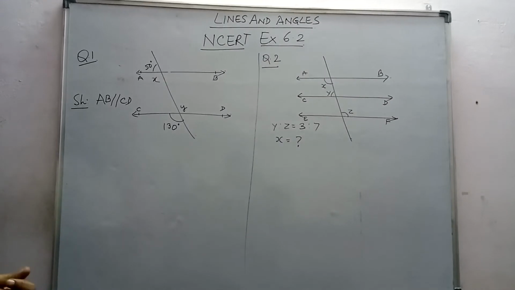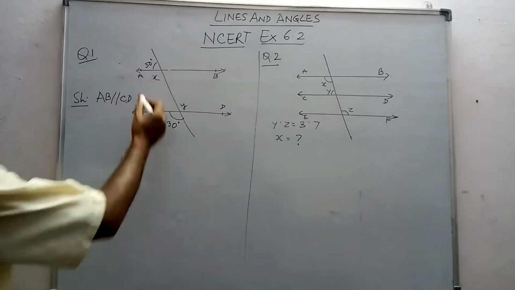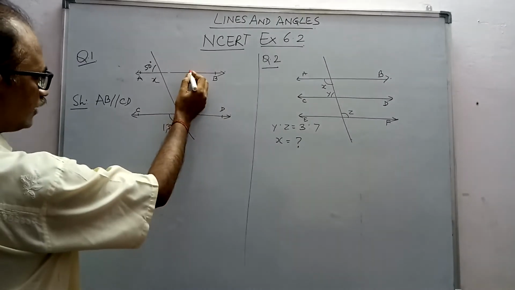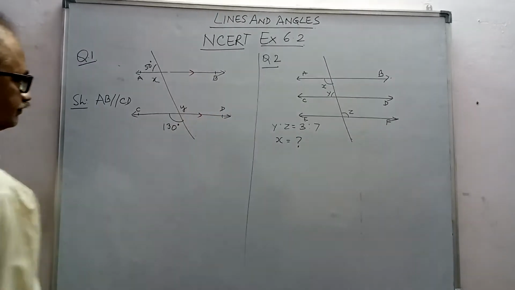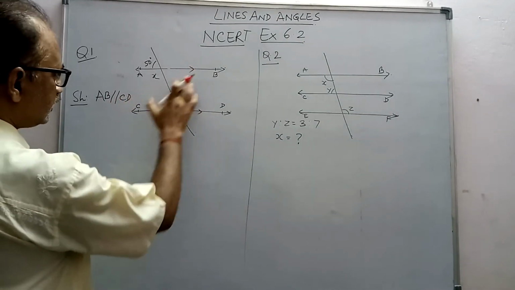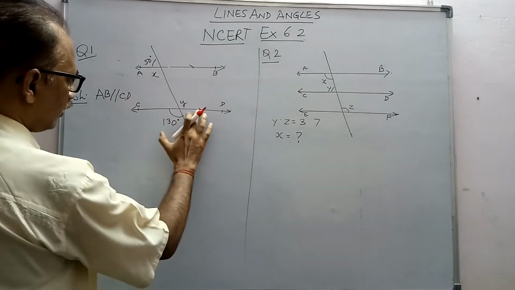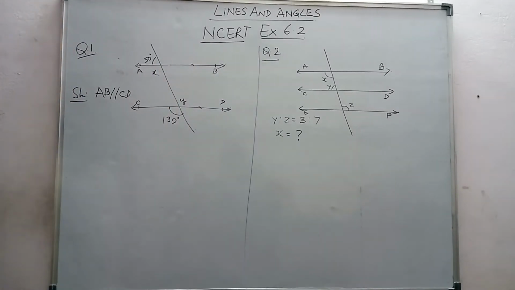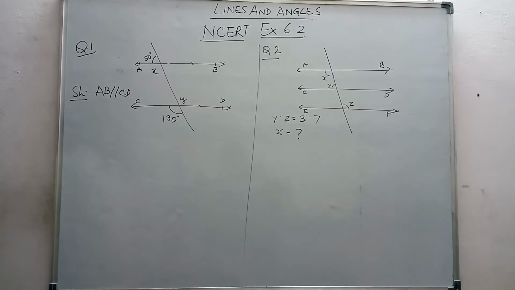You see here, there are two parallel lines, AB and CD. These are two parallel lines, AB and CD, they are parallel. You have to prove that AB and CD are parallel lines.